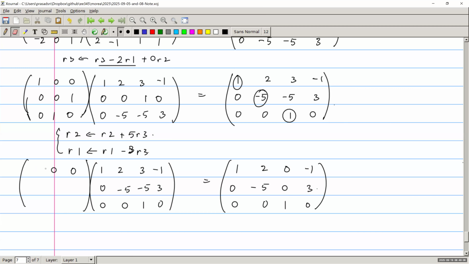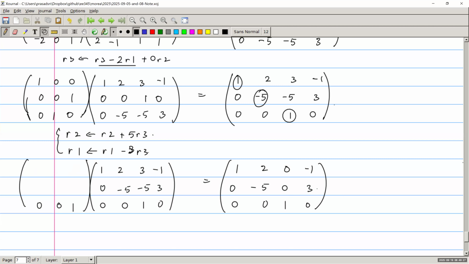Sorry, not the first row. The first row doesn't remain unchanged. The last row remains unchanged. So what do I write in the last row here? 0, 0, 1. Right. Sorry, I need my coffee.